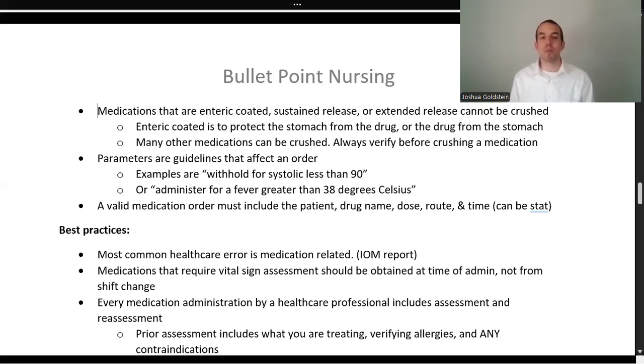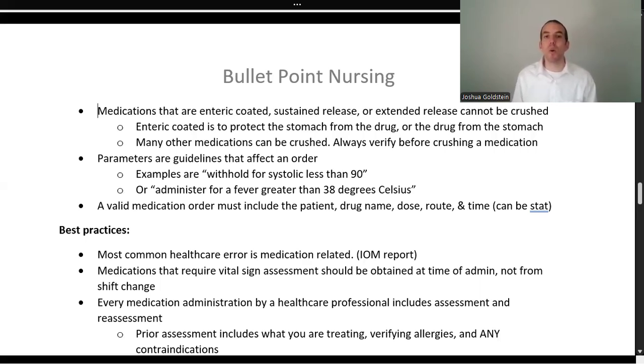Next, best practices in pharmacology. First and foremost, as an RN, or if you're watching this as an LPN or an NP student, know that the most common cause of healthcare errors is medications, period. No question about it. The most common cause is not the doctor missing the diagnosis or the surgeon messing up in surgery. The most common cause is med errors. It happens way too often.